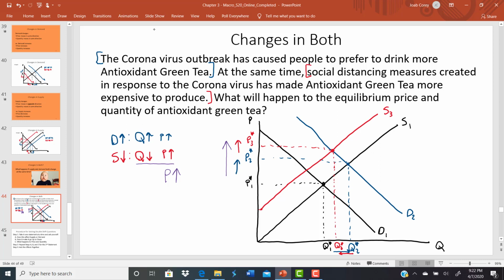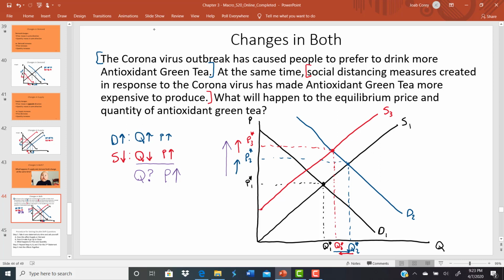But if you're drawing at home, you might have drawn it in such a way that Q3 ended up to the left of Q1, indicating that the supply effect was bigger or that the equilibrium quantity would go down as a result. Or some of you might have drawn it so that Q3 was exactly equal to Q1, indicating that the two effects perfectly offset. The point here is that if I don't tell you which effect is stronger, and I won't, then when you have two arrows moving in opposite directions, the best thing we can say is that the effect on quantity is ambiguous, or you don't know what's going to happen to equilibrium quantity.